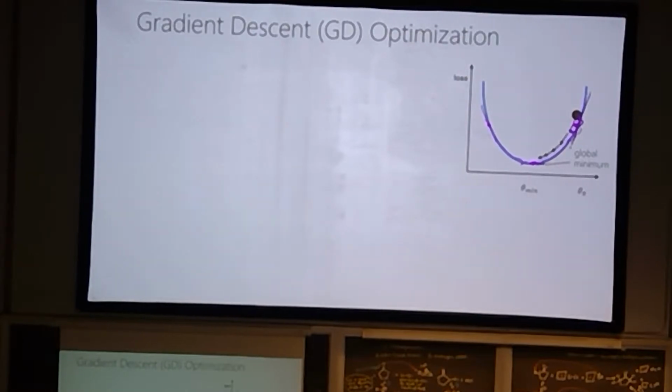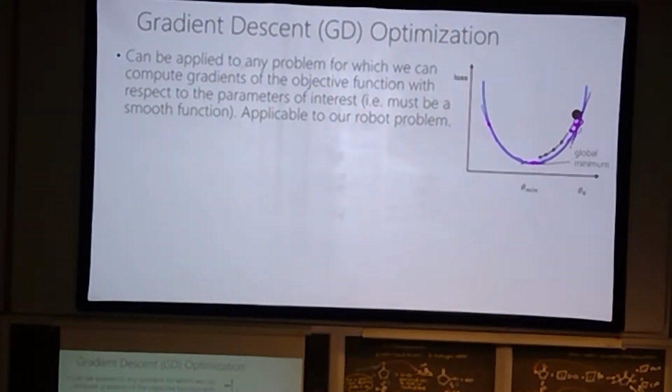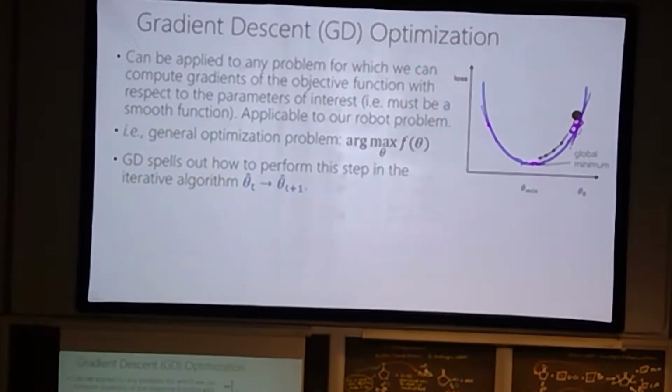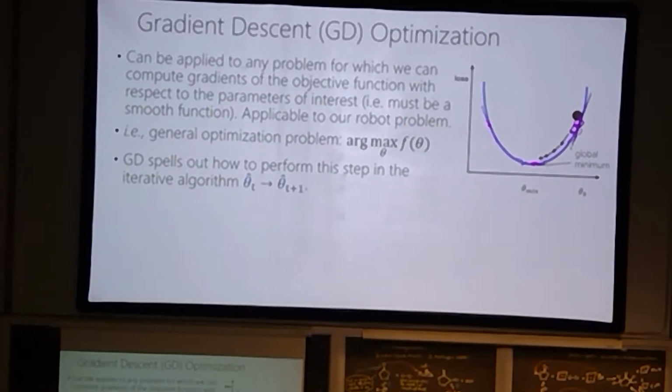You often see gradient descent shown with different pictures that are used pedagogically to think about it, but it can be applied to anything where we have a loss function that we can take the gradient of. So basically anything smooth, and in particular we can use it for the robot problem I just showed you. We can apply it to any optimization problem, which means any f of theta, as long as it's differentiable. What gradient descent spells out is how we do this particular step of the general template I just showed you: how do we move from one place in the parameter space at one time point in the iteration to the next point.